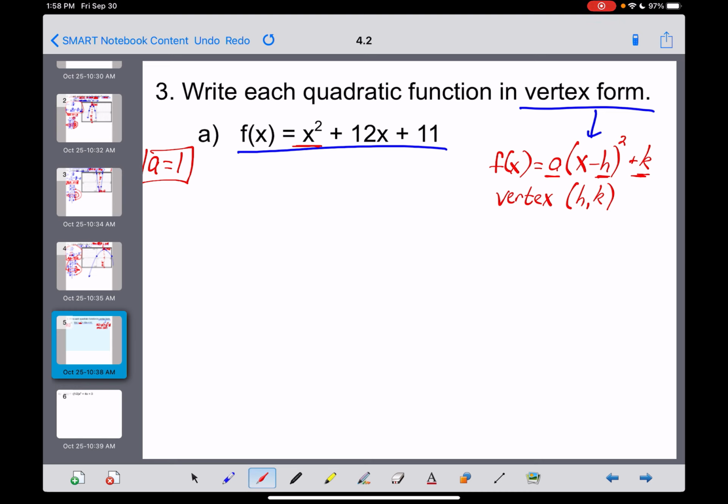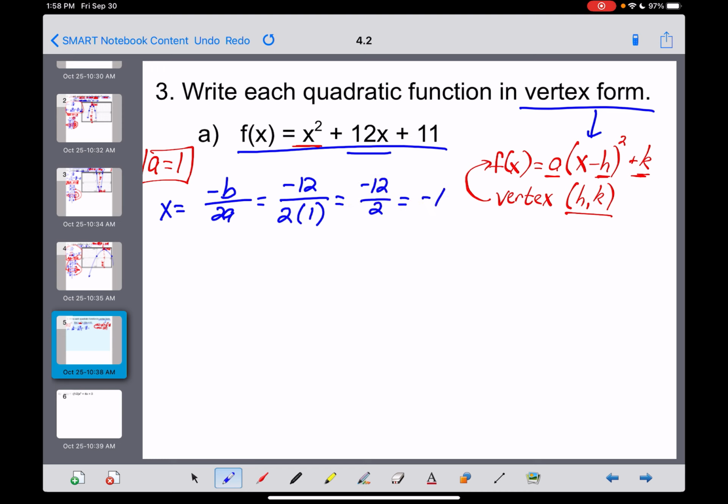But now I can kind of work backwards and find the vertex here just by locating it the same way we did in the last three examples. x is equal to the opposite of b over 2a. So in this problem, b is 12. The opposite of that is negative 12. And on the bottom, 2 times an a value of 1. That becomes negative 12 over 2, which equals negative 6. And right there, guys, you just found your h value. Negative 6 is equal to h.